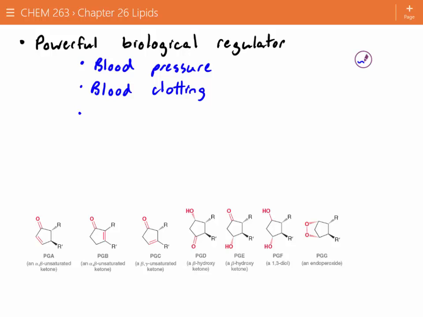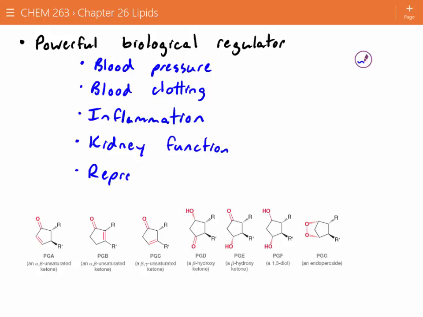The next one is that they regulate inflammation. So if you have an immune response, your body will start producing prostaglandins, tell it to inflame and to keep bacterial cells out. They're also involved in kidney function. And they're involved in reproductive systems.